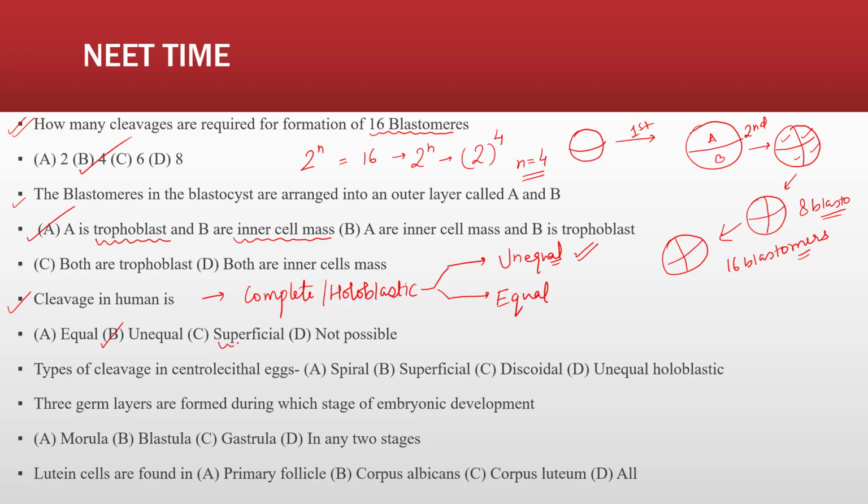Superficial cleavage is seen in case of centrolecithal eggs. Fourth question: types of cleavage in centrolecithal eggs. The answer is superficial cleavage. It is found in centrolecithal eggs, in which the yolk is present at the center, especially found in amphibians, reptiles.